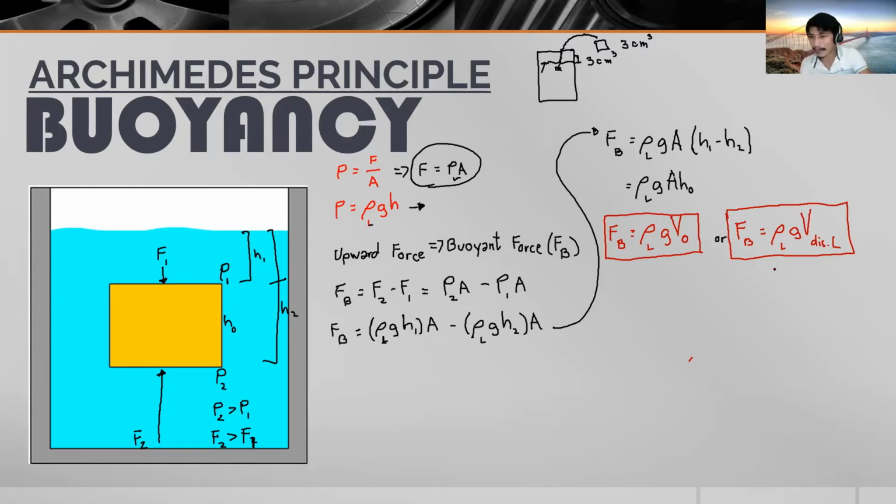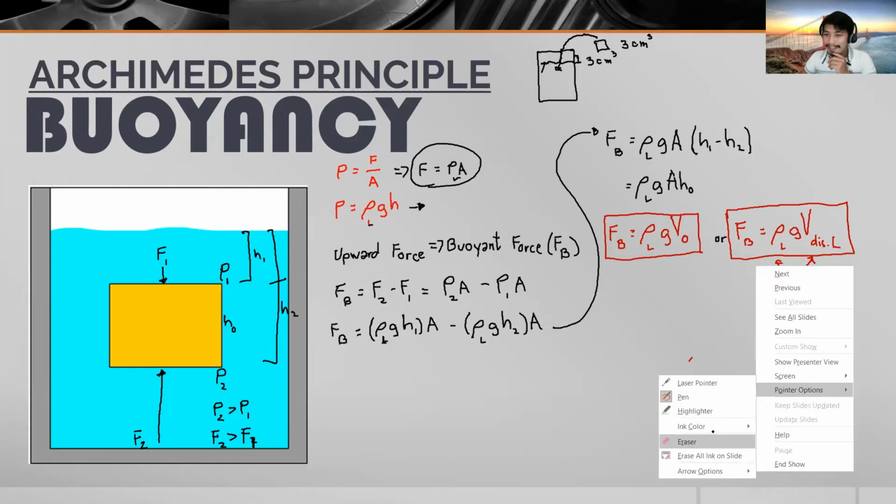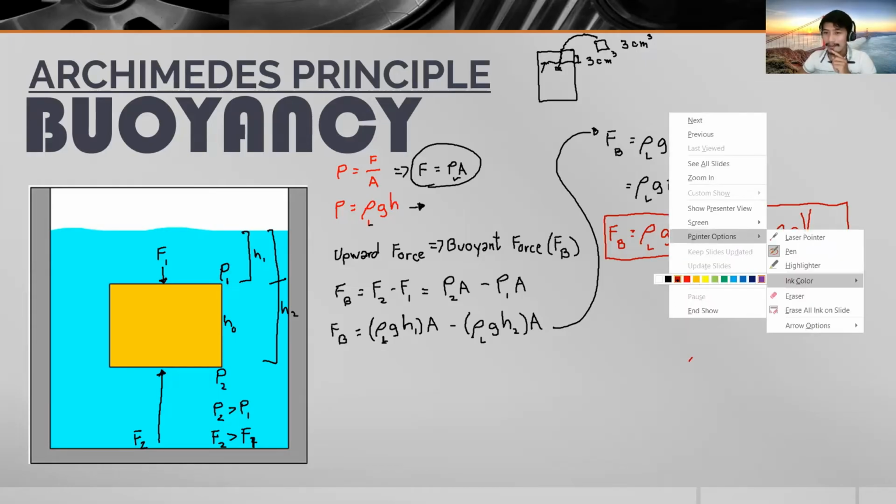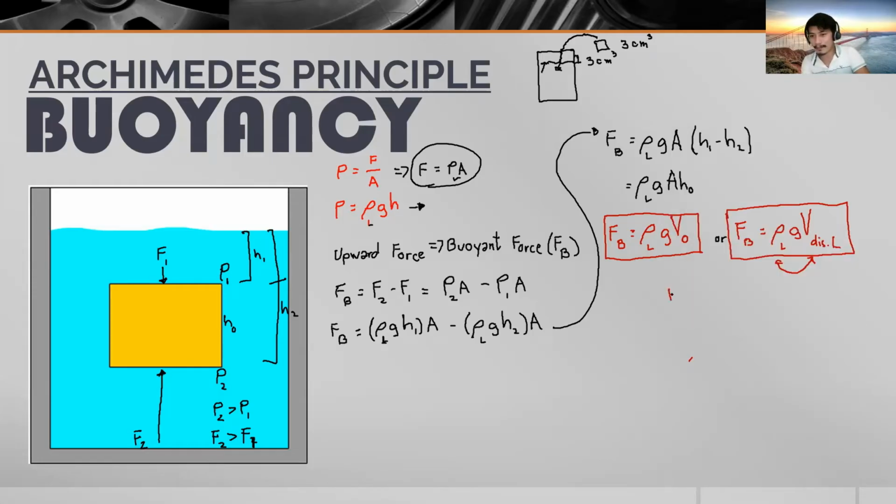Okay? Pero ano ba yung ibig sabihin ng density of the liquid times volume? Ano ba yung density times volume? Density times volume is the mass. Tama? Pareho lang yan siya sa mass. So, ibig sabihin pala, we can also define this buoyant force as buoyant force is equal to the mass of the liquid displaced. Again, displaced multiplied by the acceleration due to gravity. Okay?